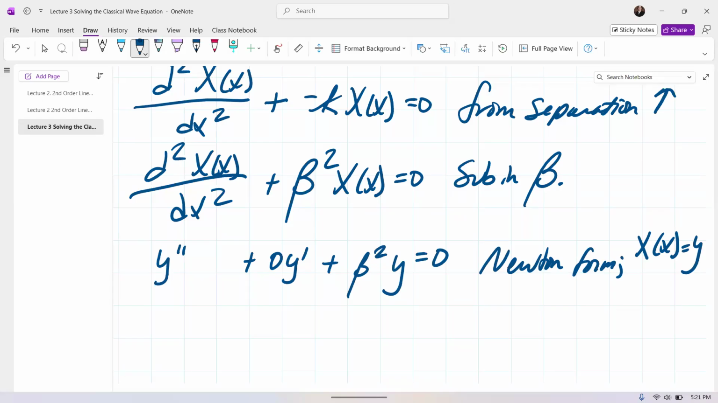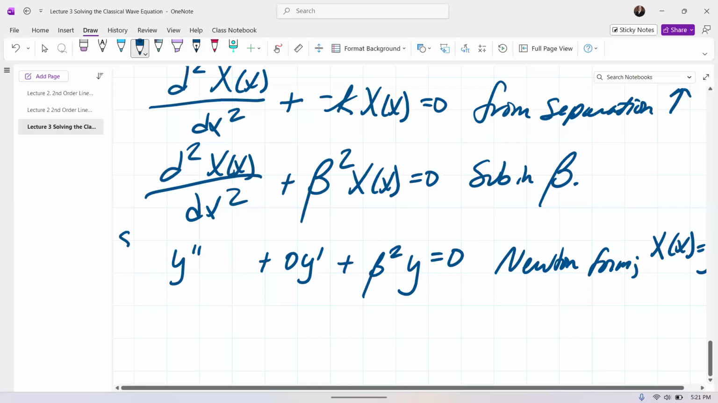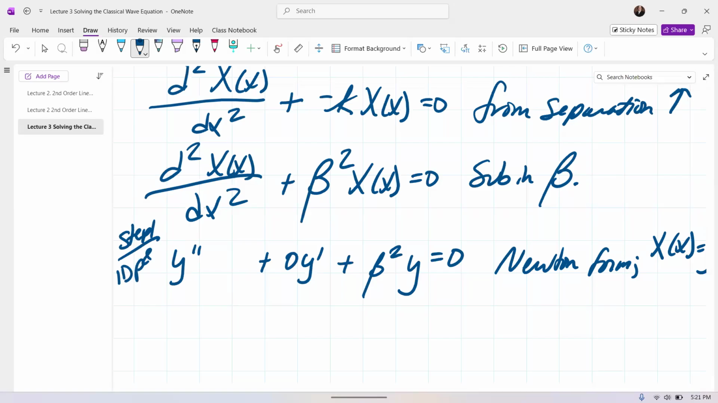Now, match it up. What is p? We need to identify it here, so we should probably just put a little note over here. This is step 1: identify p and q, right? That's the goal. p equals 0, and q equals beta squared. Deduce p and q by inspection.